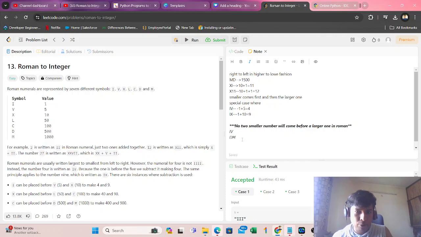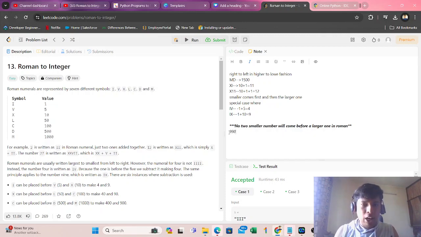Let us see an example that I wrote in my notebook. That was for the number 998. How to write 998?